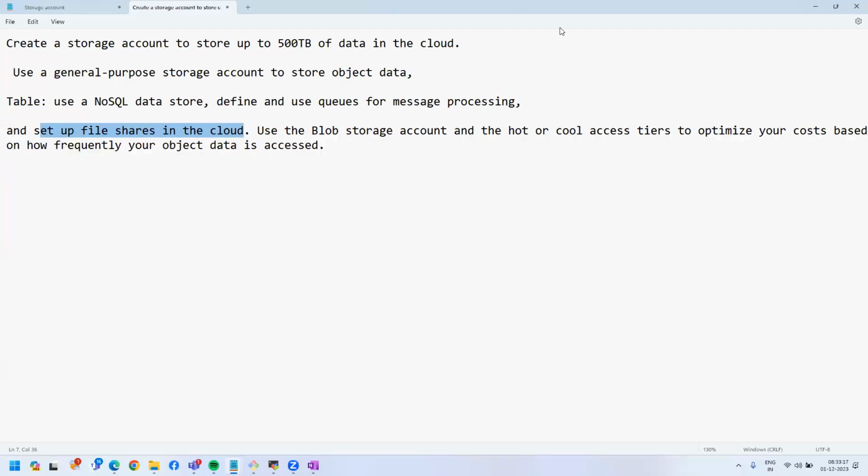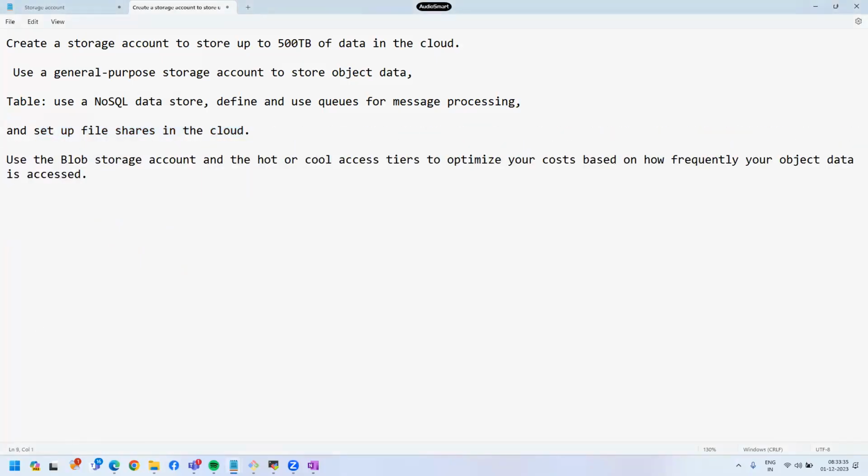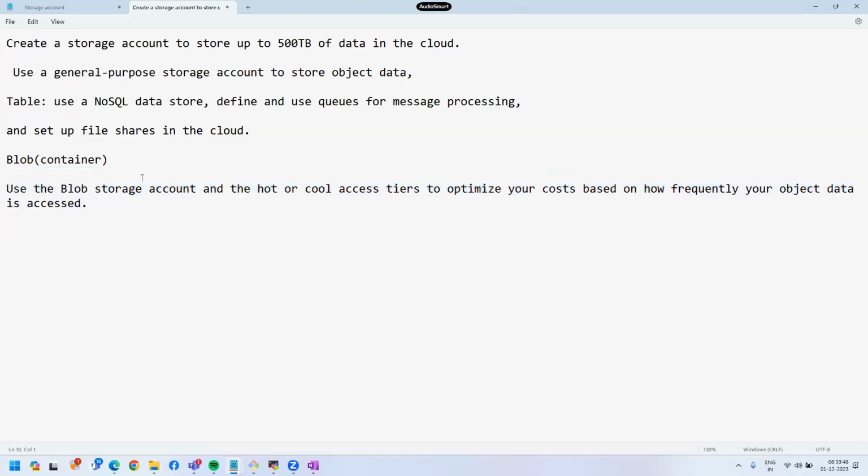For example, I have maintained my application or personal data in cloud that I can share with my colleagues or my friends around the world. Next, the other thing is blob. I can say containers now. Use blob storage to store different types of data, structured data, unstructured data.